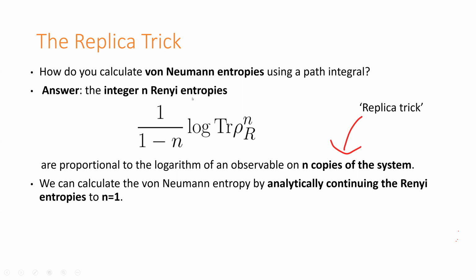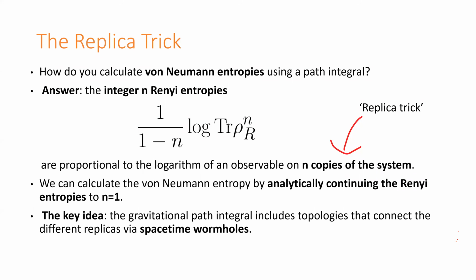And if you take the limit of this formula when n equals 1, then it's easy to see by L'Hopital's rule that you in fact get the von Neumann entropy, minus trace of rho log rho. Okay, so that is the strategy and the key idea, the thing that's going to give us the unitary Page curve answer rather than the Hawking information loss answer: when we do the gravitational path integrals on n copies of the system, we're going to include topologies that connect together these different replicas via space-time wormholes. Okay? And that's going to magically make everything work out.